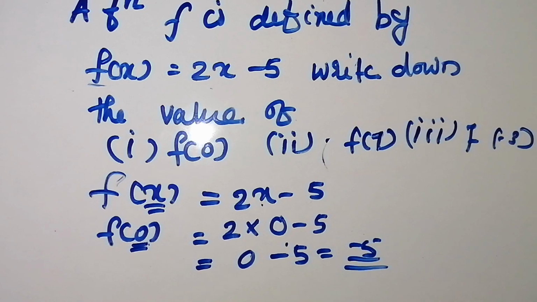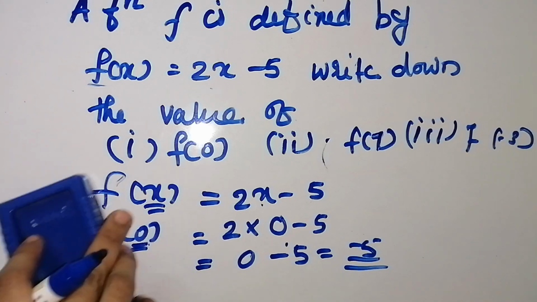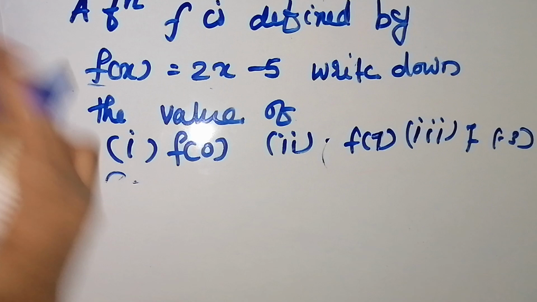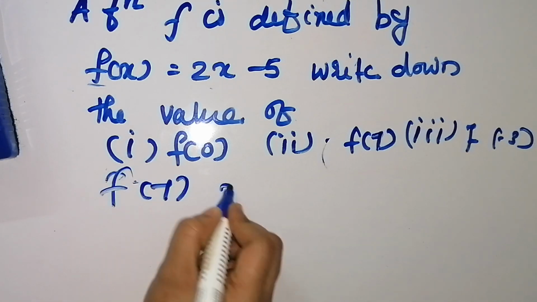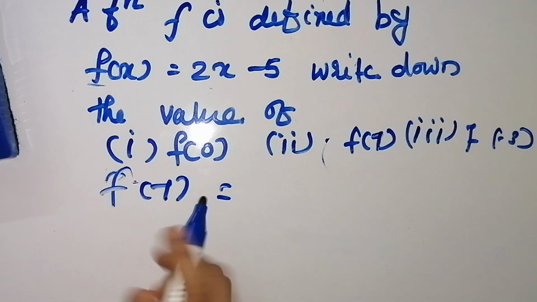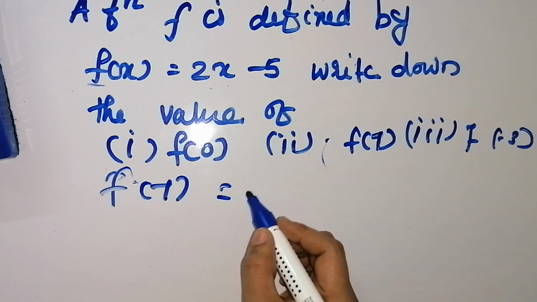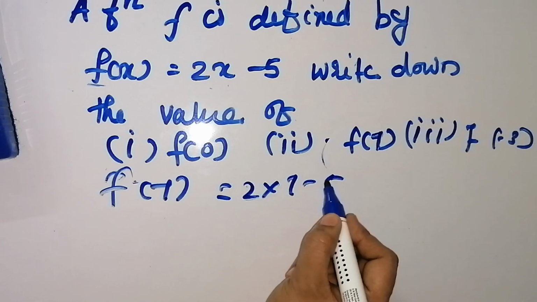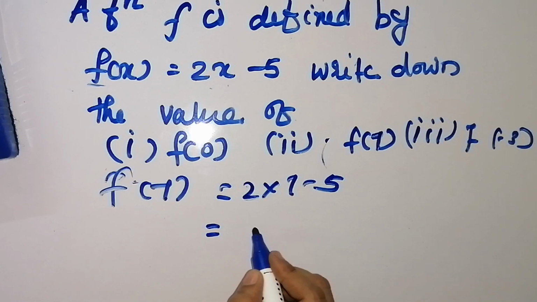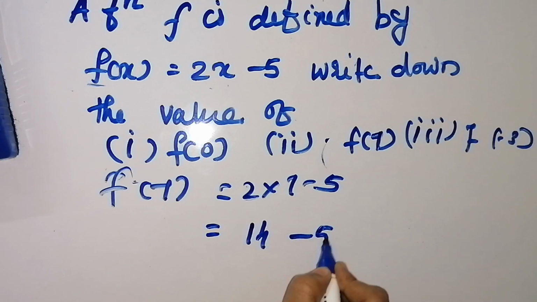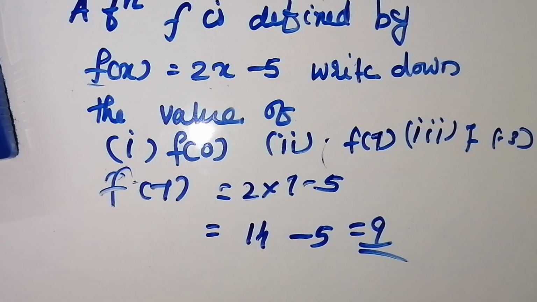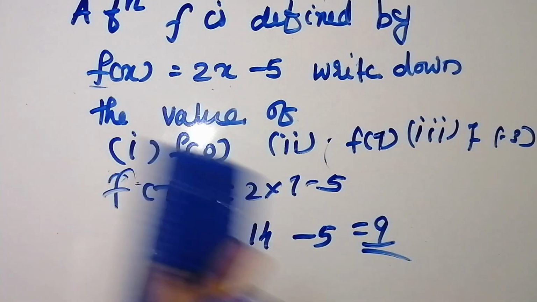So it is a very simple problem. We use the same method to solve the second one, that is f of 7. f of 7 means that we replace this x with 7. That means 2 into 7 minus 5, which is equal to 14 minus 5, which is equal to 9. That is our answer.